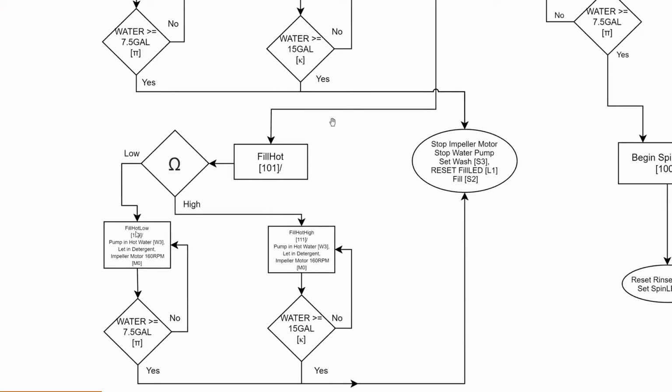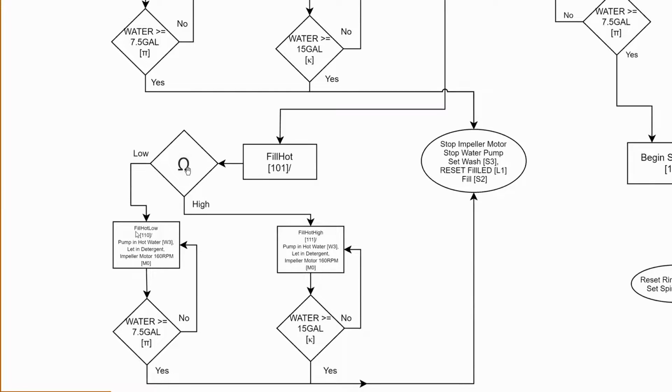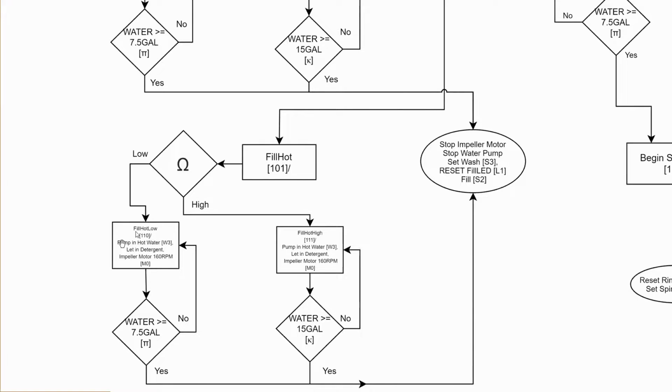It'd go down here to the fill hot. And then again, this depends on what they said before. I believe we said low before. So it'll go into fill hot low. And now it's going to engage a pump that'll just start pumping in hot water. It'll let in a little water through where the detergent's kept so that it's mixing this in with all the rest of the water. And also the impeller for the washing machine will start spinning very, very slowly just to help the detergent settle into the rest of the water and get mixed in there.